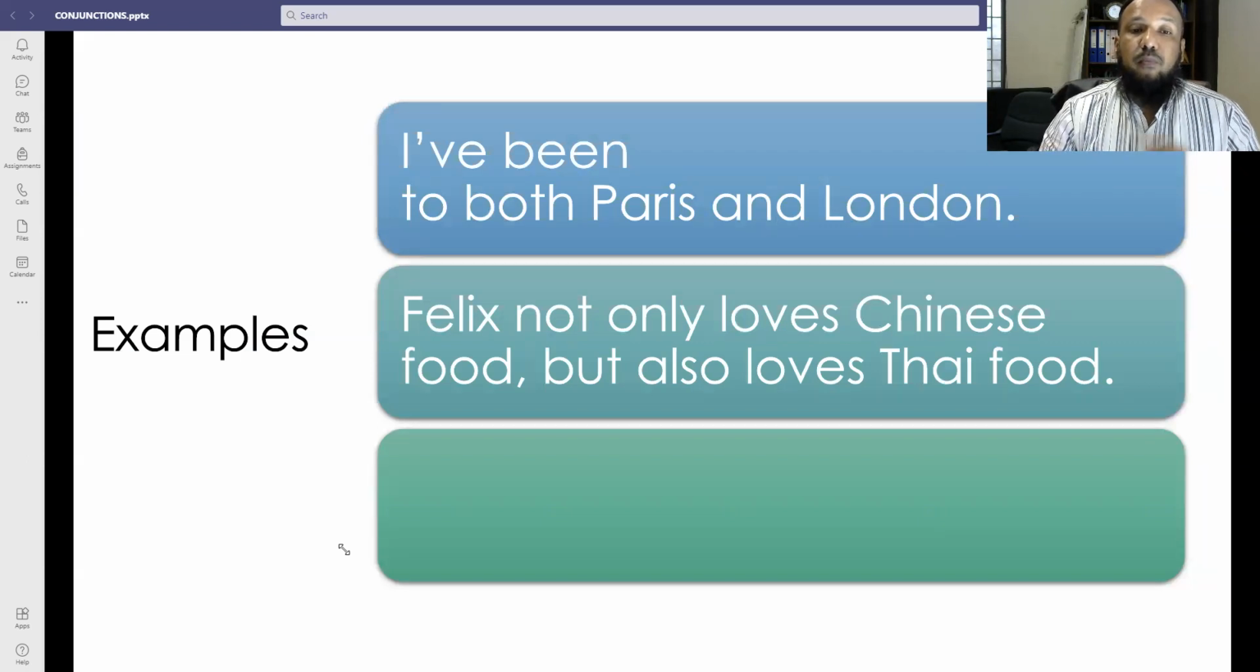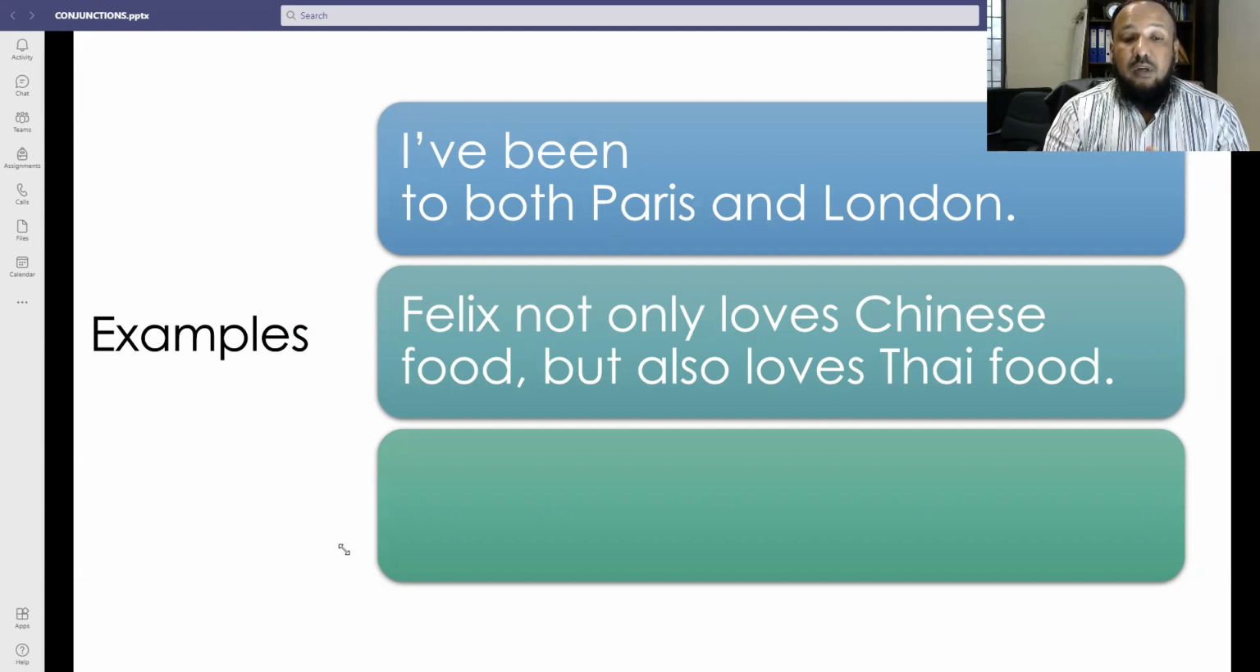I have been to both Paris and London. मैं दोनों जगह पर गया हूँ, पेरिस और लंदन, ठीक है ना. Felix not only loves Chinese food but also loves Thai food. अब इसको हम change कर सकते हैं. He is not only a teacher but also a businessman. वो न सिर्फ एक teacher है, बल्कि businessman भी है. So we can use them for different things.